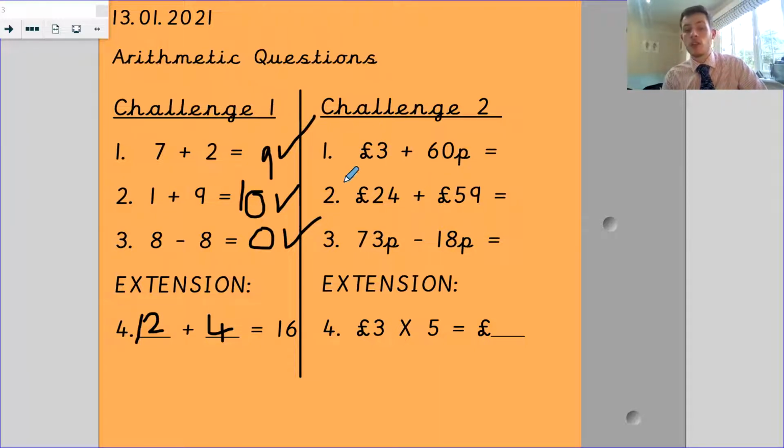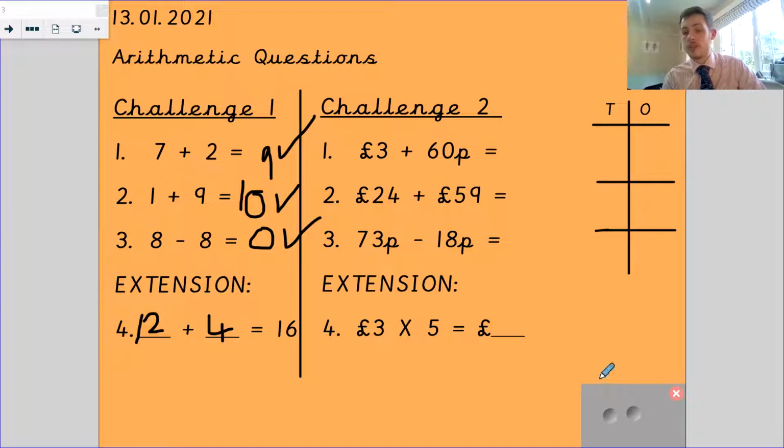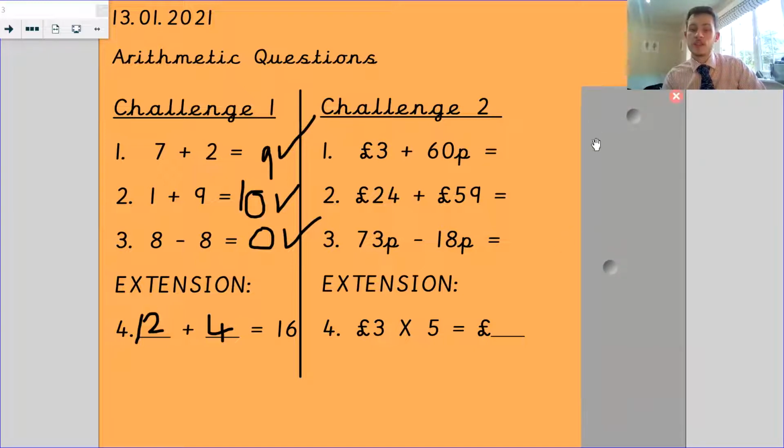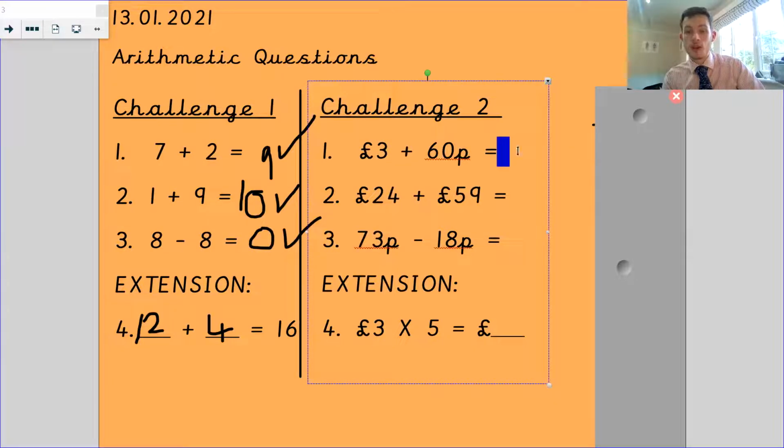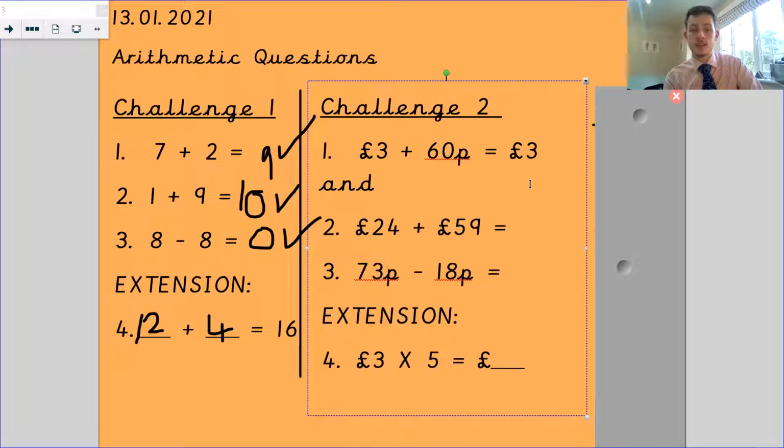Right, challenge 2. £3 add 60p. Now, this is not one that you can do using your 10s and 1s, because these are completely different values. We've got £3 and 60 pence. So the way that you're going to work this out is just by writing in next to it. You've got £3 and it's going to be 60p.